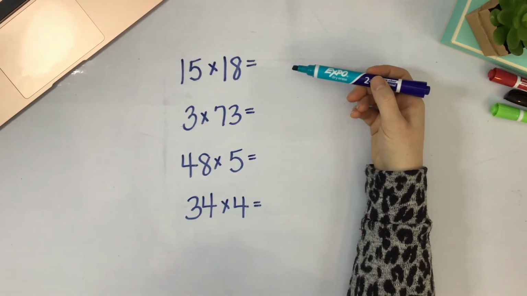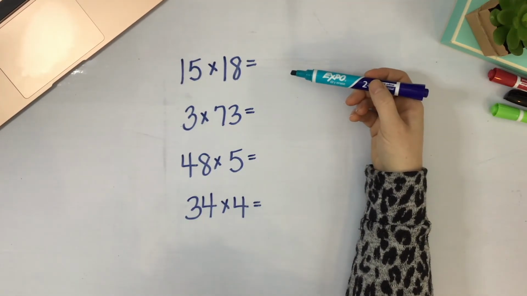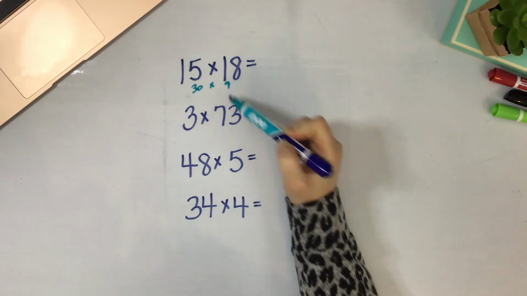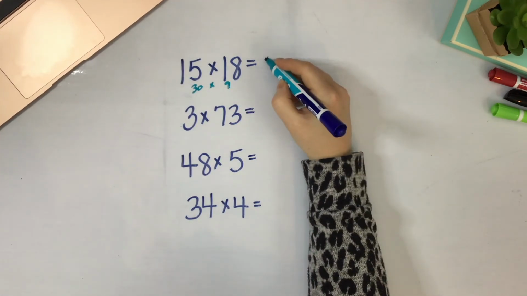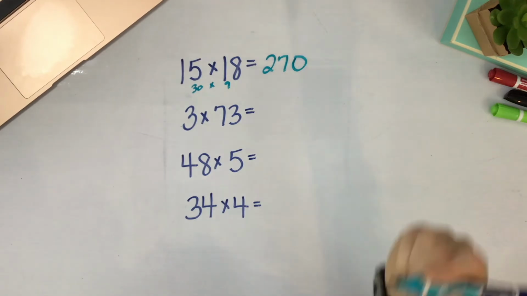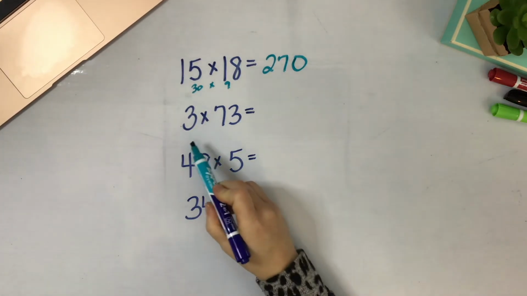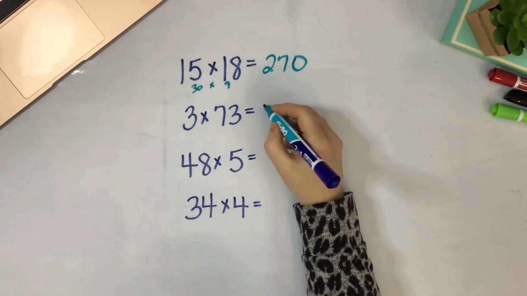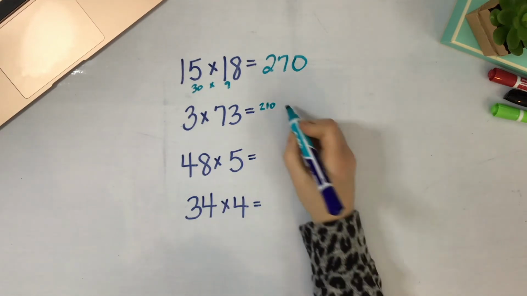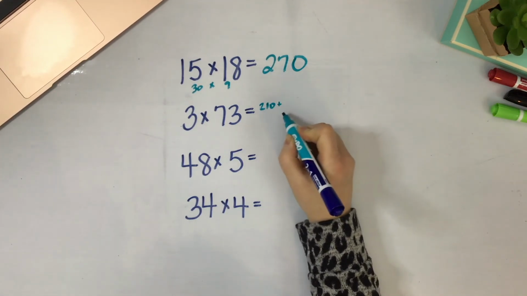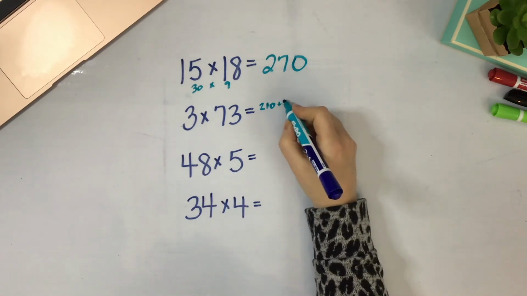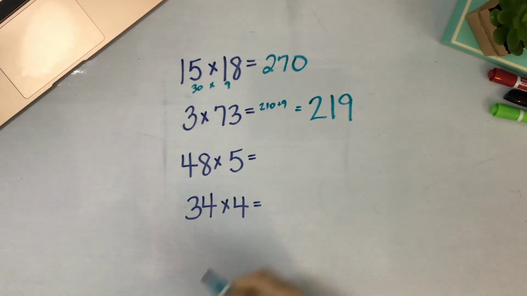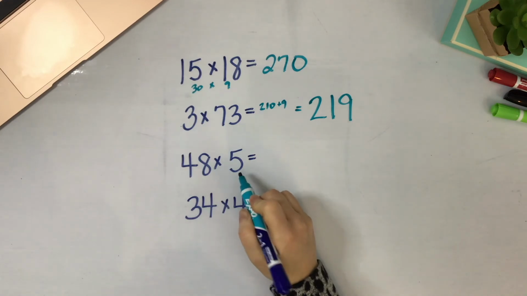15 times 18 is a great question to half double, or double half in this case. So I'm thinking 30 times 9. 9 times 3 is 27, paste my 0, 270. 3 times 73 is a great question for partial products. 3 times 70 is 210. Just trying to think this in my head if possible. 3 times 3 is 9. 219 is my answer.